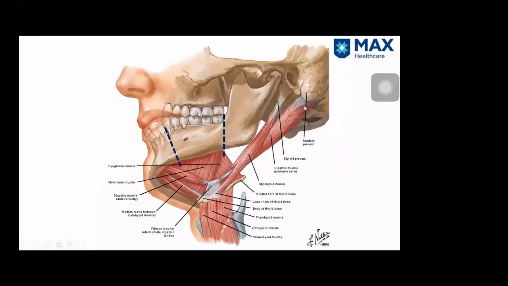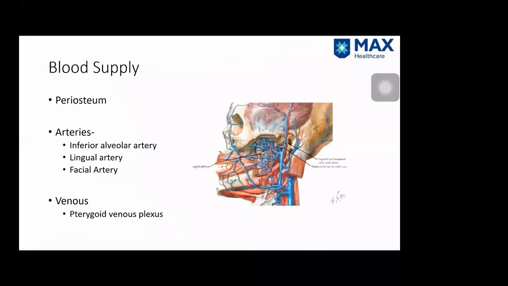Along with that, these are the other muscles which may be associated with the mandible, or you should be aware of them. This is the digastric muscle. This is the stylohyoid muscle, the hyoglossus muscle, which we discussed, the mylohyoid muscle, which is going out there. And this is the anterior belly of the digastric. Regarding the blood supply, the mandible can have periosteal or endosteal blood supply. Arterial supply is through the inferior alveolar artery, lingual artery, or facial artery, and venous supply is through the pterygoid venous plexus.